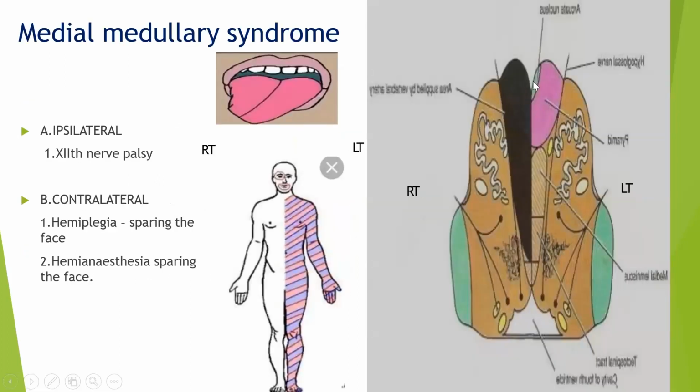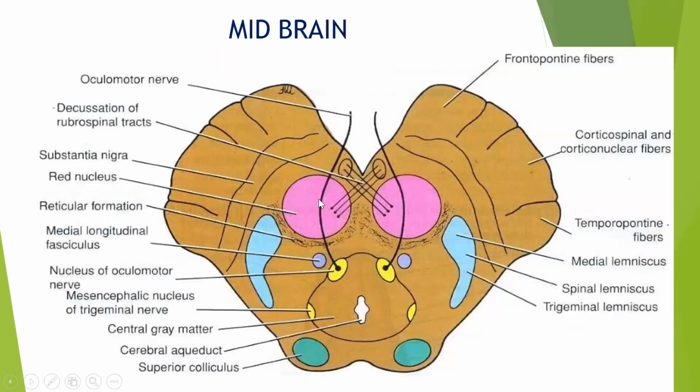In medial medullary syndrome, when the medial area is involved, the patient will have 12th nerve palsy and hemiplegia. When the patient has 12th nerve palsy, the tongue deviates to the same side, and there is hemiplegia on the opposite side. The pyramidal tract will be involved, so the face may not be involved. So with hemiplegia sparing the face and 12th nerve palsy with the tongue deviated to the same side, you have to suspect medial medullary syndrome.